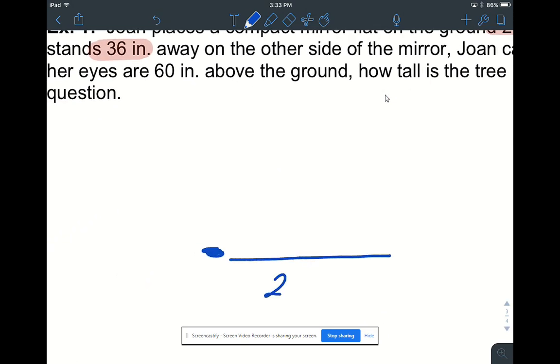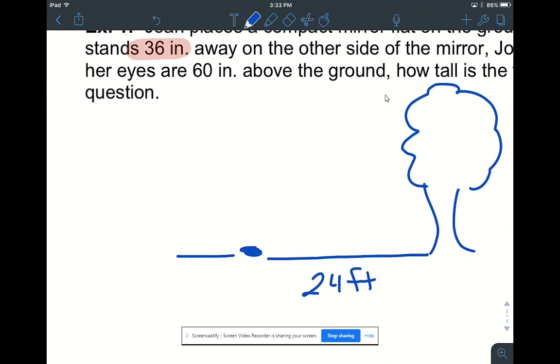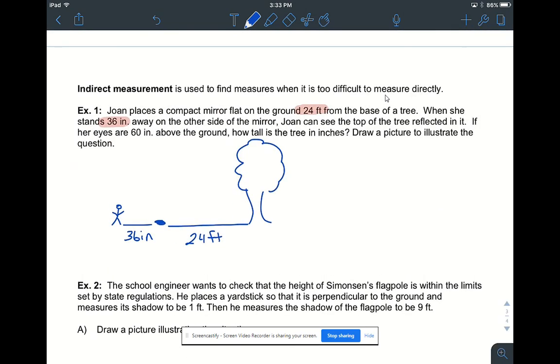So I'm going to draw a line. That's 24 feet away from the base of a tree. And then she stands 36 inches. I'm going to make her a little person away from the other side of the mirror. All right, then it says Joan can see the top of the tree reflected in the mirror. So the point is, she is looking down at the mirror, and whenever she looks down at the mirror, she can then see the top of the tree. So what are we creating here? Hopefully you realize we have got right triangles.